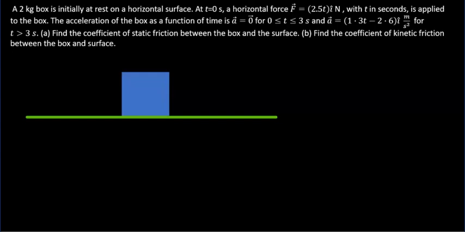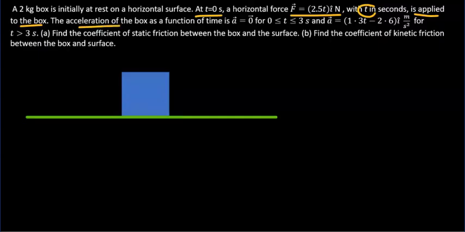In this video, we shall look at a problem that outlines the difference between static friction and kinetic friction. A 2 kg box is initially at rest on a horizontal surface, as shown here. At t equals 0 seconds, a horizontal force given by this expression, with t measured in seconds, is applied to the box. We note here that there is friction that acts between the surface of the box and the surface of that horizontal floor.